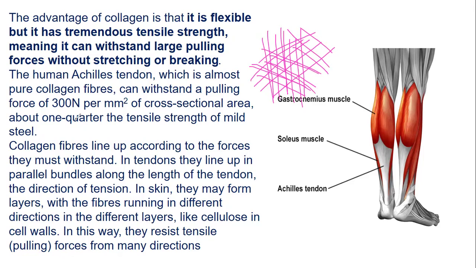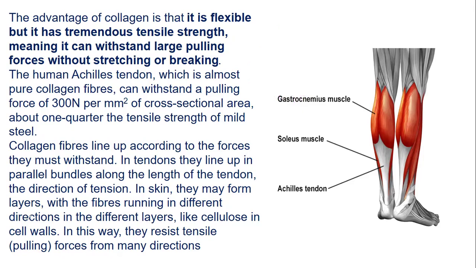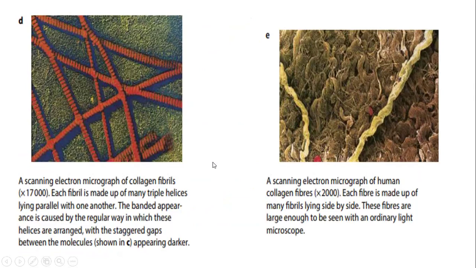So collagen is very important as a fibrous protein. You should be able to describe the structure of collagen. Here we have a scanning electron micrograph of collagen fibrils. These are fibrils, one fibril, another one, and this banded appearance shows you the staggered gaps between the collagen molecules. We have a collagen molecule here, another collagen molecule, another one. The bands show you the gaps between the collagen molecules.